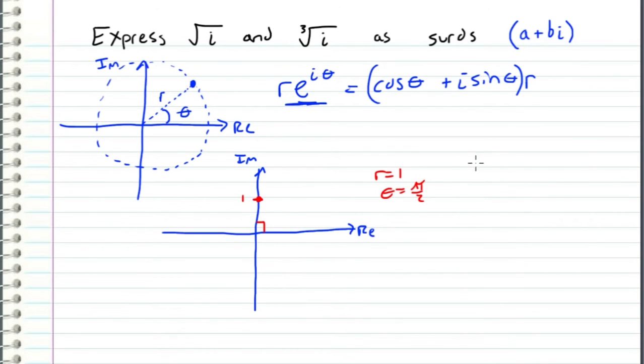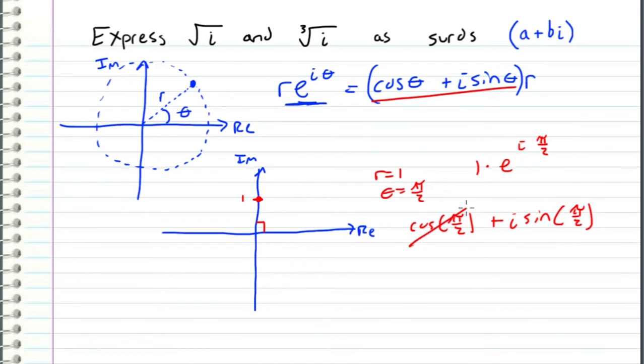So I can write the polar representation of i as 1 times e to the i pi over 2. And I can verify this by plugging it into this equation: cosine of pi over 2 plus i sine of pi over 2. Well, this cancels out to 0 because cosine is 0 at pi over 2, and this cancels out to 1, which is equal to i.